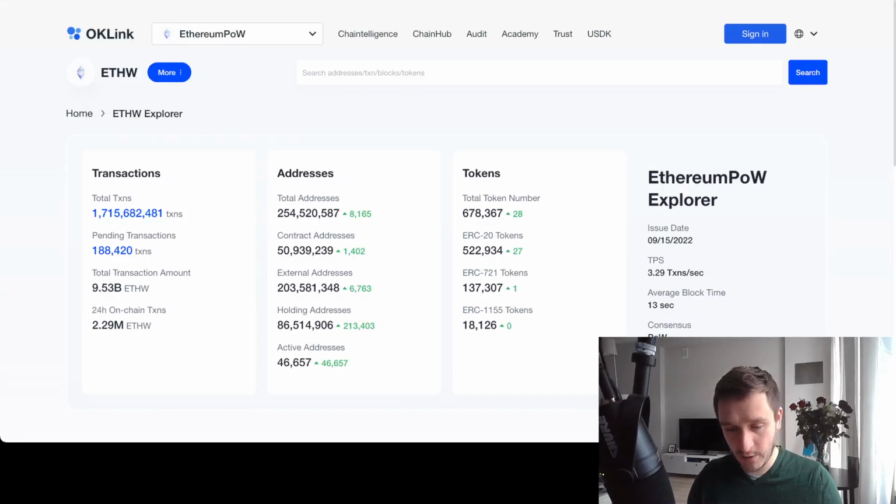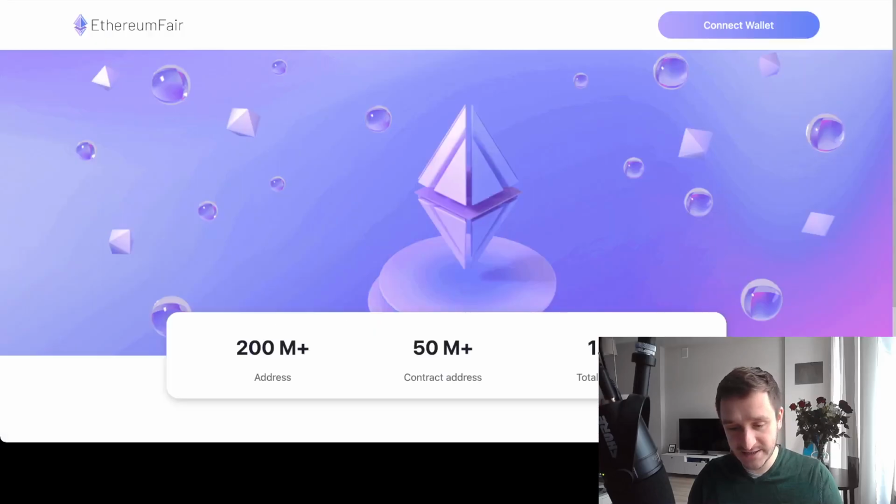You have EthereumPoW on OKLink, which means that you have the explorer of all the transactions, and which also means that people will be building on the new chain. Of course, that's yet to be seen: how many developers will stay with EthereumPoW, how many will move to some other fork or just go with the proof of stake version. Pretty interesting.